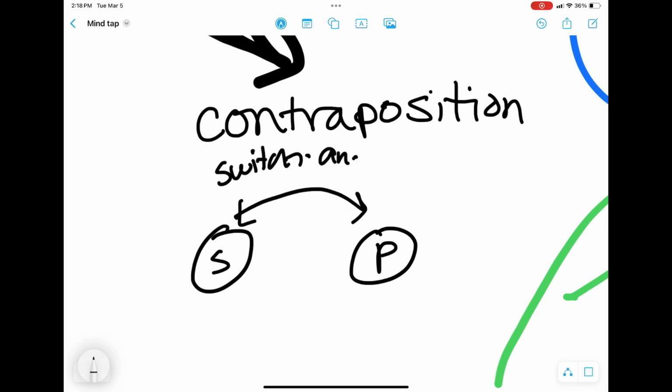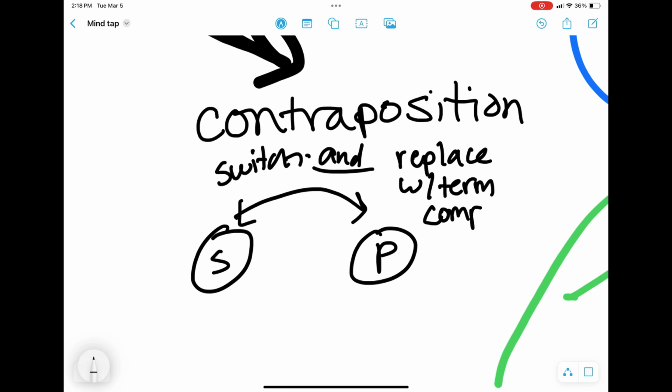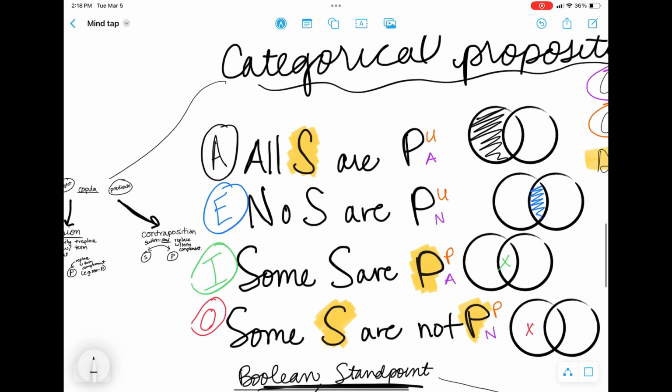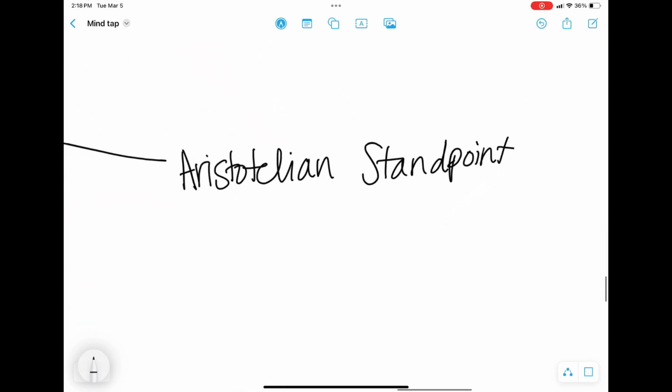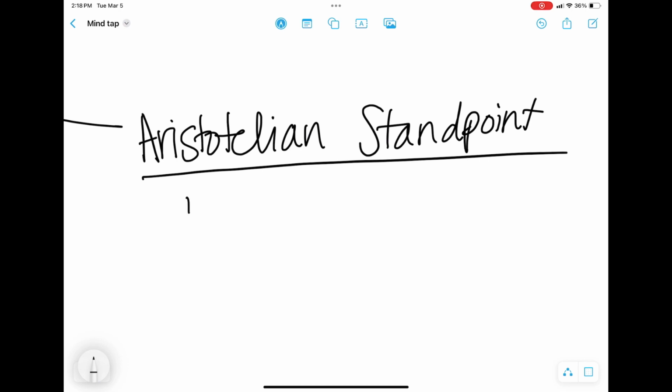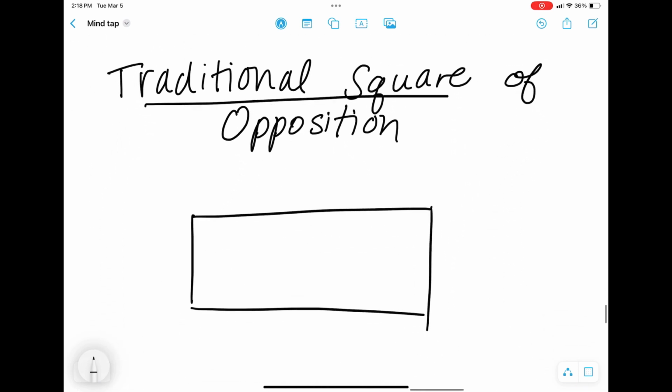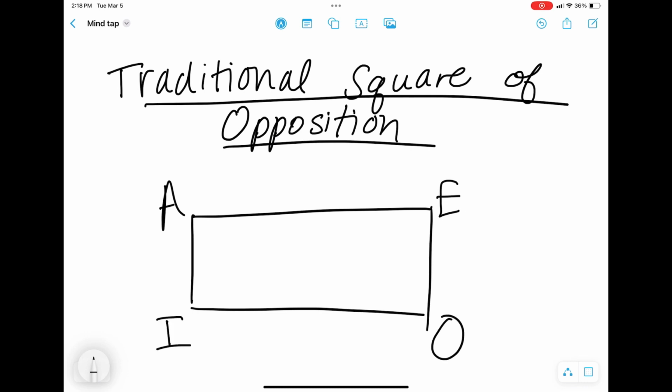Next, contraposition simply switches the predicate and subject terms and also replaces them both with their term complement. Next, we can look at the Aristotelian standpoint, which, unlike the Boolean standpoint, does make an existential presupposition. So, for example, when we say all S are P, we are assuming that S actually exists. So there are a few more immediate inferences that we can make if we take the Aristotelian standpoint.